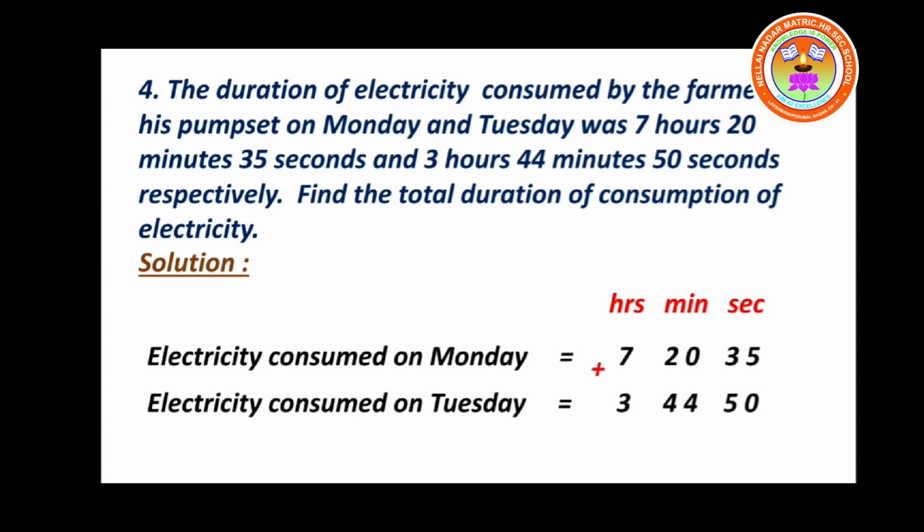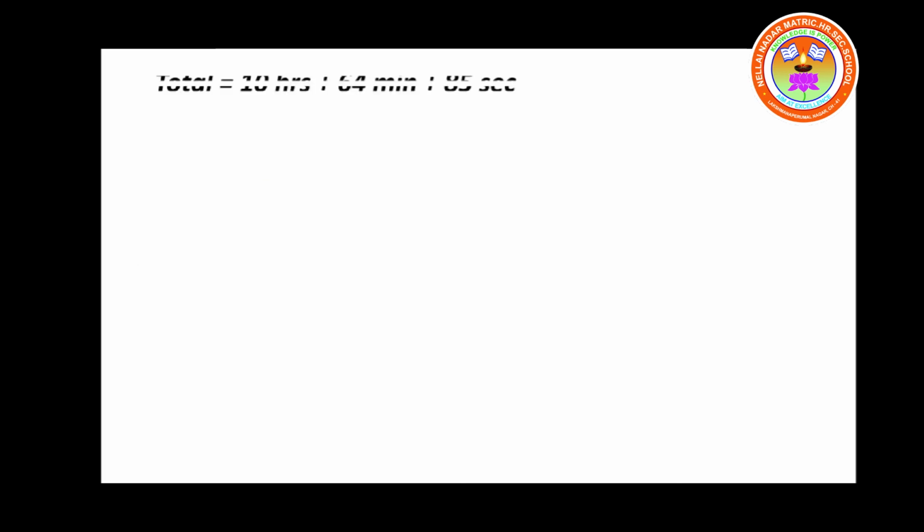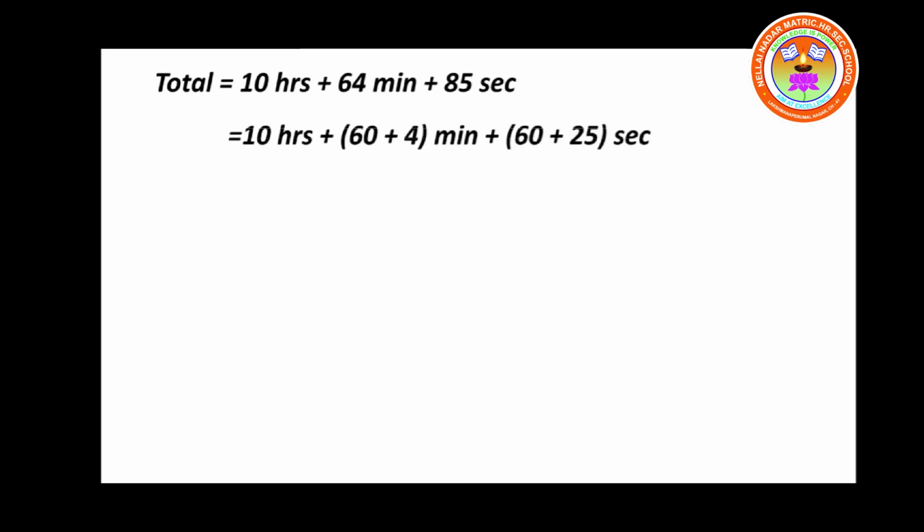I am going to add both. So 5 plus 5, 10; 35 plus 50, 85; 20 plus 44, 64; 7 plus 3, 10. So your final answer is total equal to 10 hours plus 64 minutes plus 85 seconds. So 10 hours plus the 64 minutes can be written as 60 plus 4 minutes.